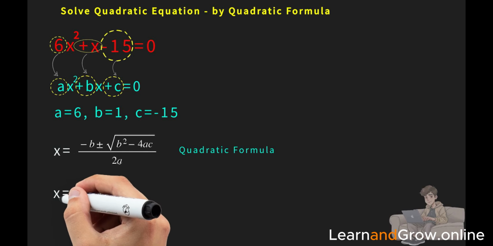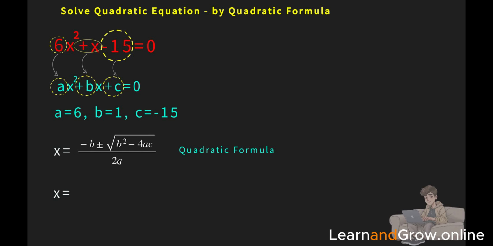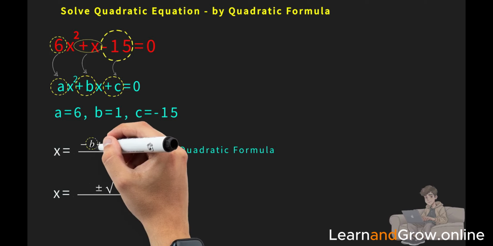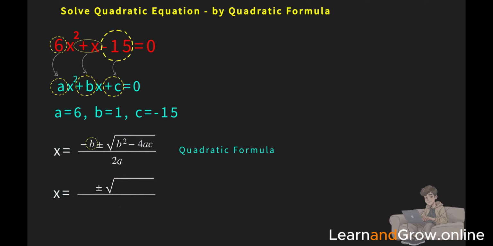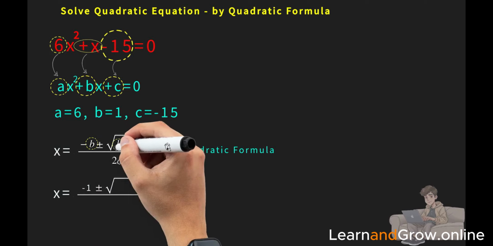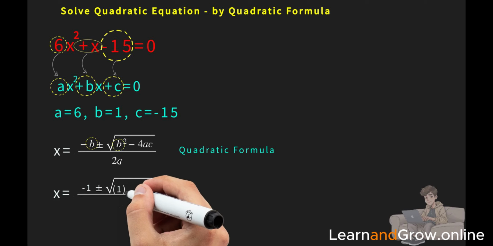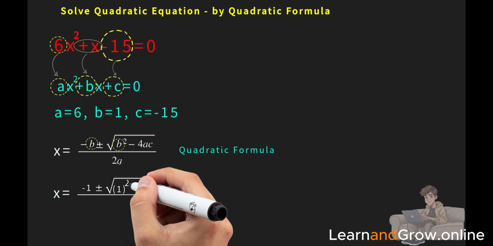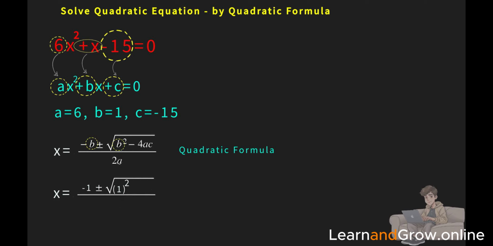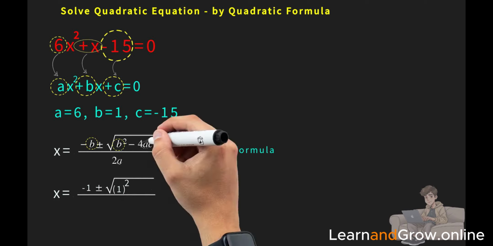Now we'll substitute the values of a, b, and c into the quadratic formula. The value of b is 1, so let's place it here. Again, we'll use b equals 1, which becomes 1 squared. Next, we keep the negative 4 outside and substitute a equals 6 and c equals negative 15. Finally, in the denominator, we'll put the value of a, which is 6.